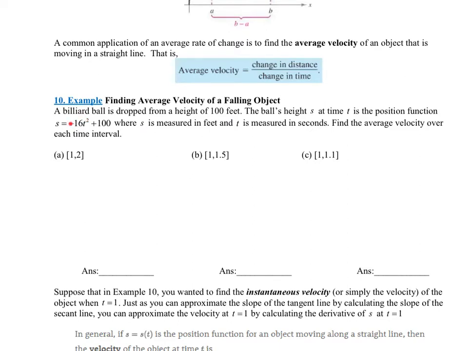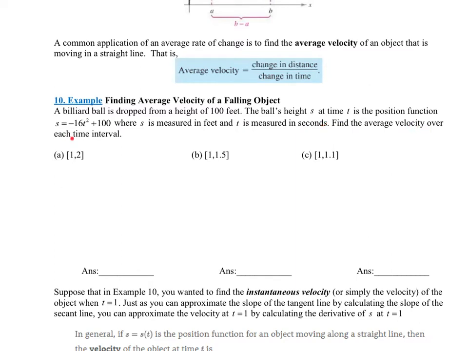But this negative 16t squared, this always comes from the acceleration due to gravity. This 100 is because the ball was dropped from 100 feet. So if it was dropped from 50 feet, it'd be the exact same thing, except this would be a plus 50. So that's always your initial height that you add on there, okay? It says where s is measured in feet and t is measured in seconds.